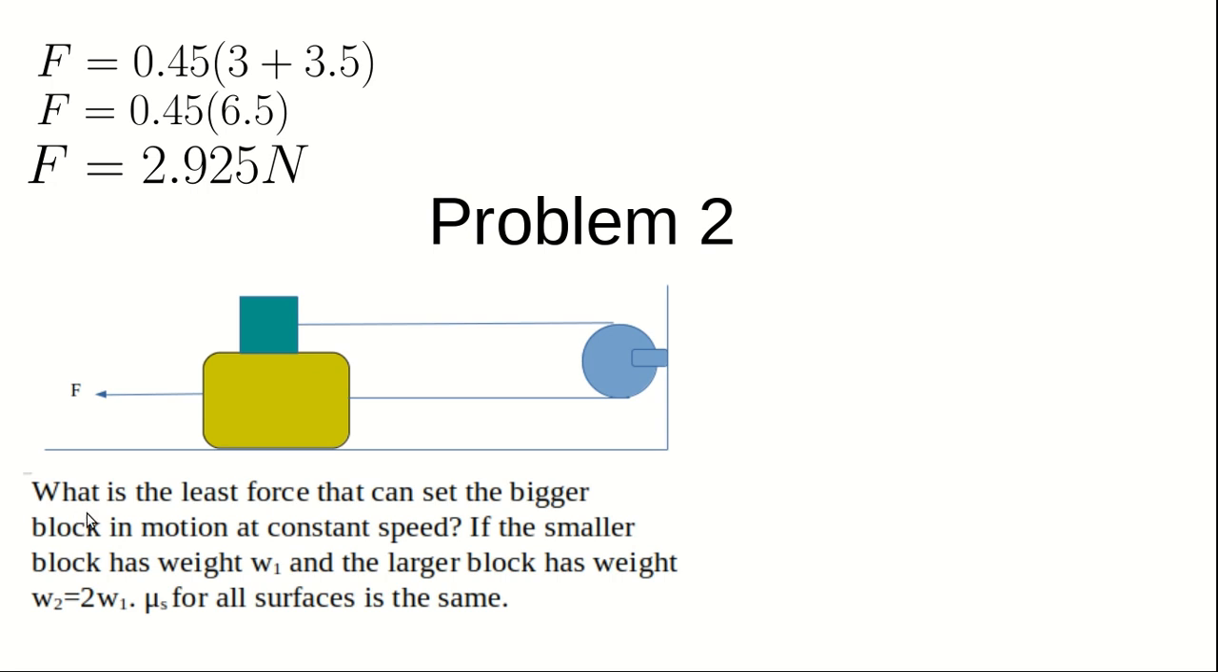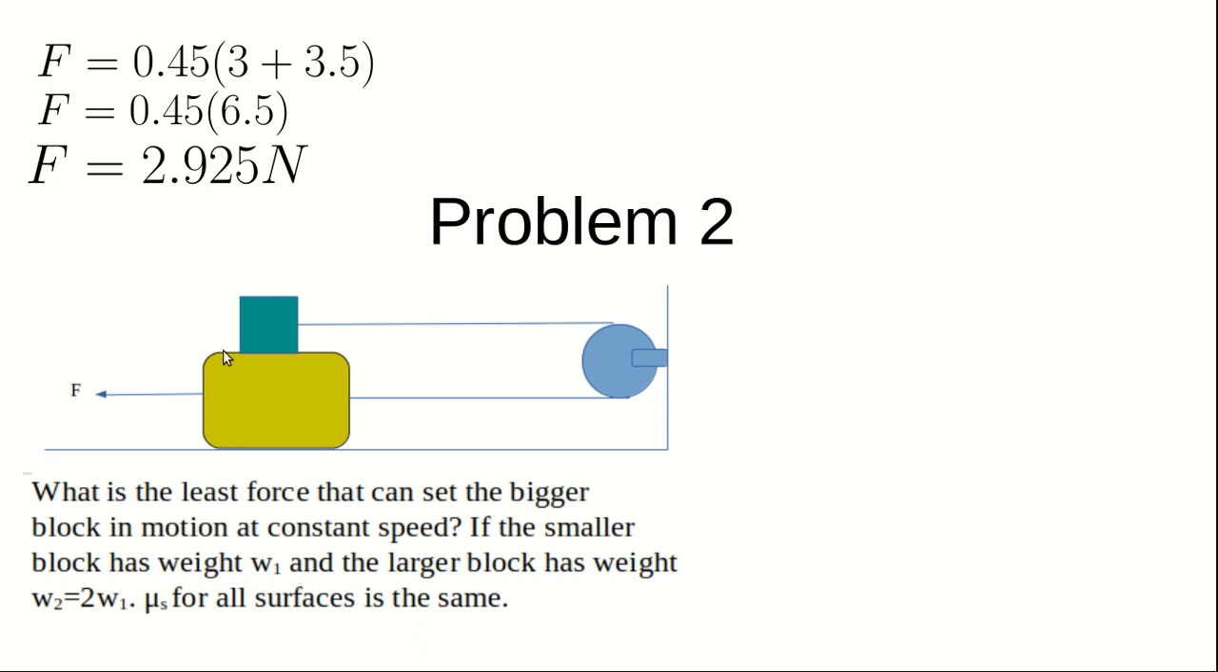So we're asked to find the least force that can set the bigger block in motion at constant speed. This time around is the same force needed to set this one at constant speed, but this time around there is a string attached to this one and also attached to this. But this time around we're told that the weight of the first smaller block is W1 and the larger block has weight W2 equal to 2W1. That this one is twice the weight of this one.